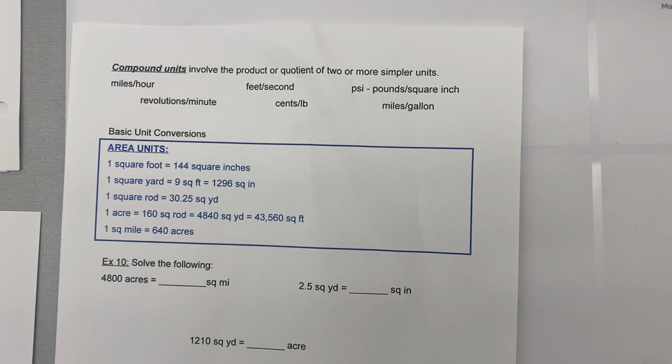What does compound mean in English? Two things put together. That's an excellent way of putting it. It means you've got more than one. Yep. So compound units involve the product or the quotient of two or more simpler units. Number of examples that we can look at here.